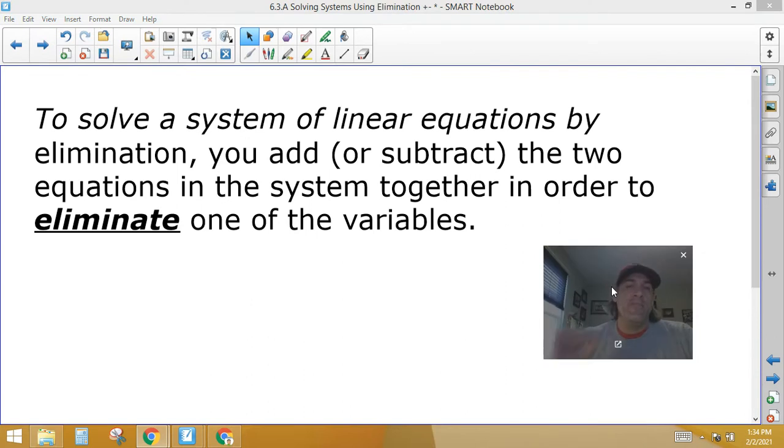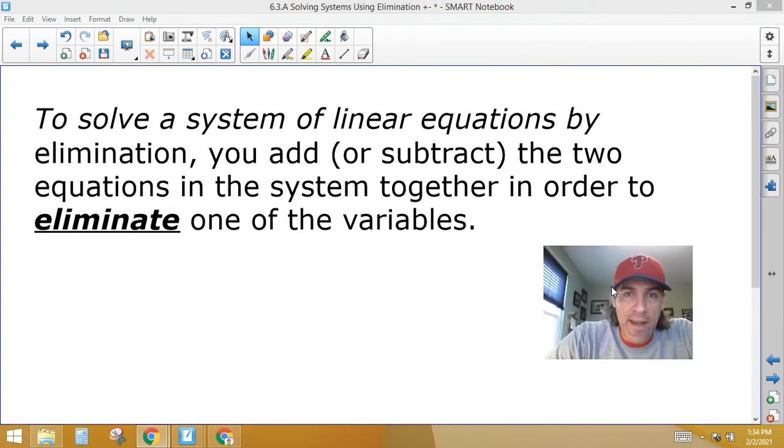To solve a system of linear equations by elimination, our goal is to eliminate one of the variables. We add or subtract the two equations together. And if we do it properly, which we will, we will be able to cancel out or eliminate one of the variables.